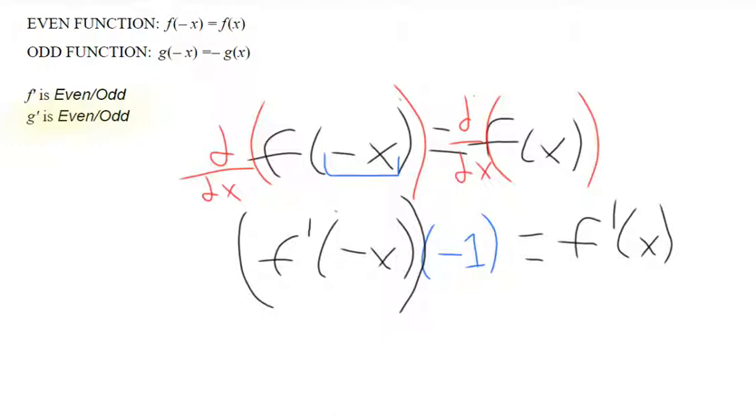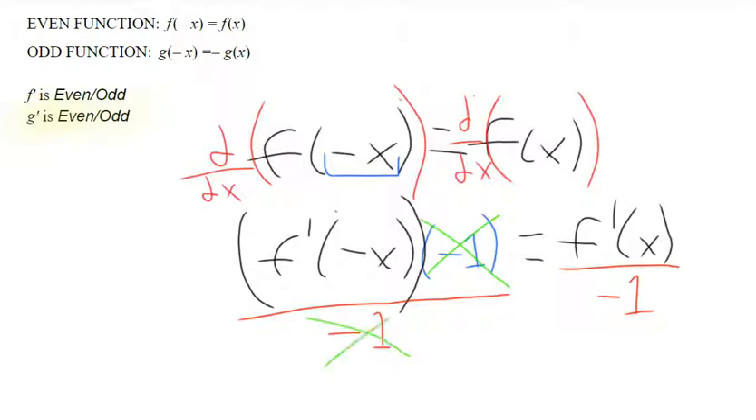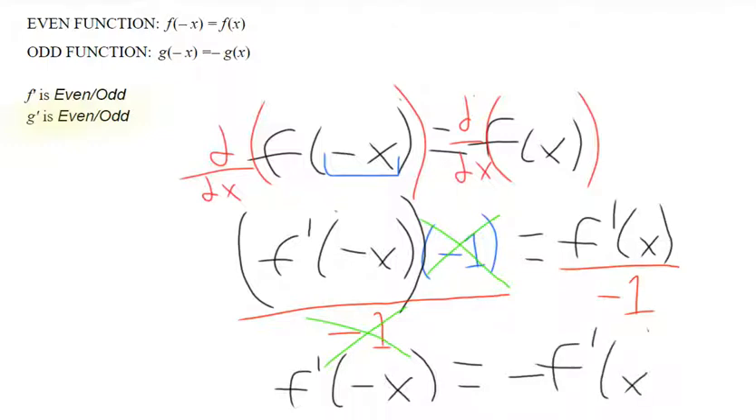And I'm going to divide both sides by negative 1 to bring it over to the other side. Divide by negative 1, divide by negative 1, and then these are going to cancel out. And on the left side, I'll be left with f prime of negative x. And on the right side, I will have this negative 1 right here. I'm just going to write it as a negative sign in the front. And I'll have the f prime of x right here.